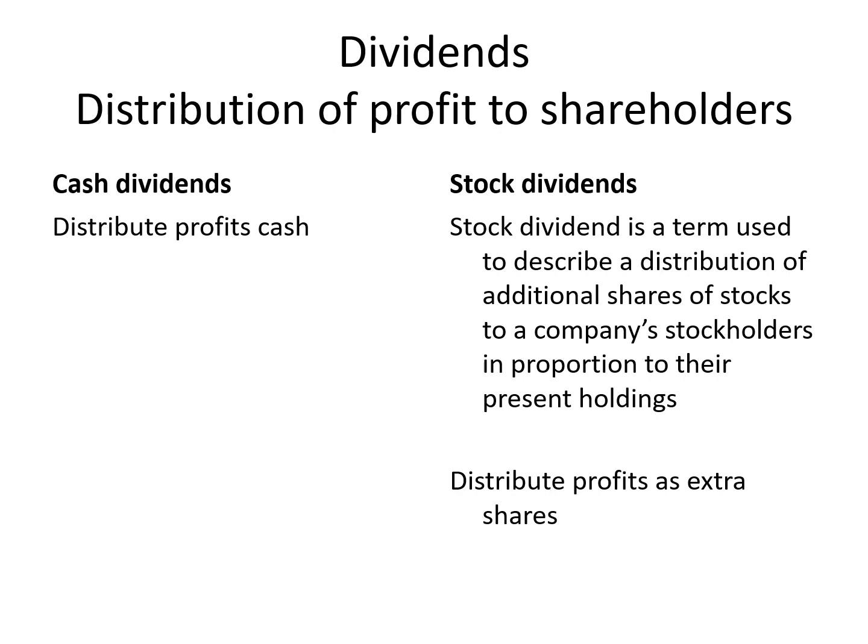We have two types of dividends, cash dividends or stock dividends. Cash dividends, from the name, it's distributing profits in the form of cash to shareholders, giving cash. Stock dividends means distribute profits as extra shares, giving extra shares to shareholders instead of giving them cash.